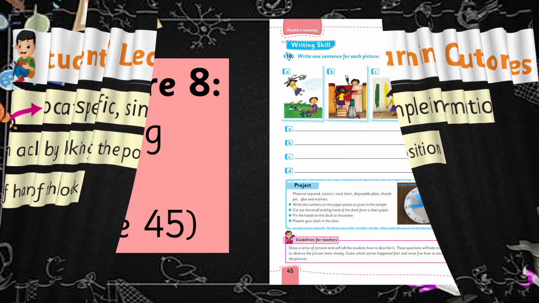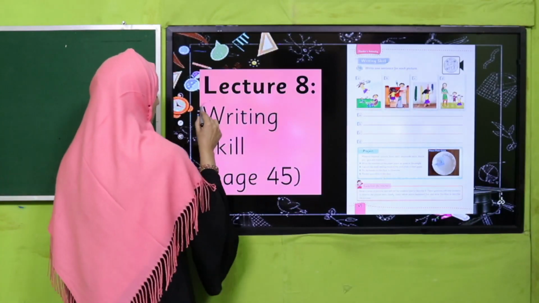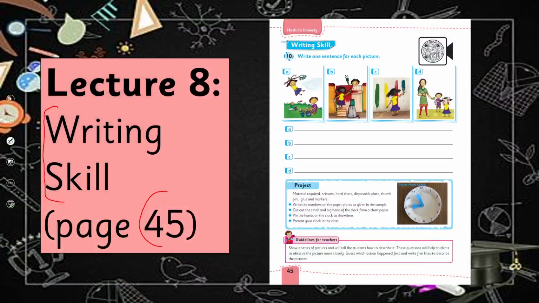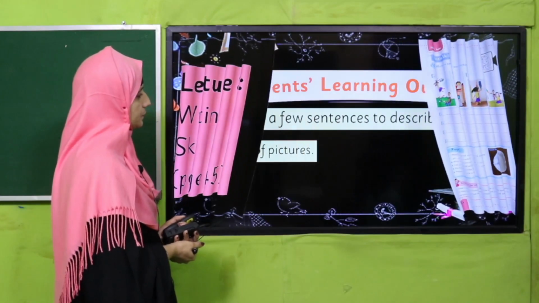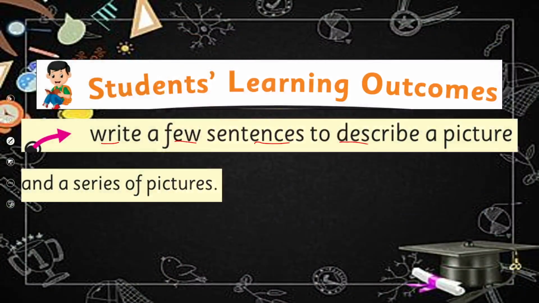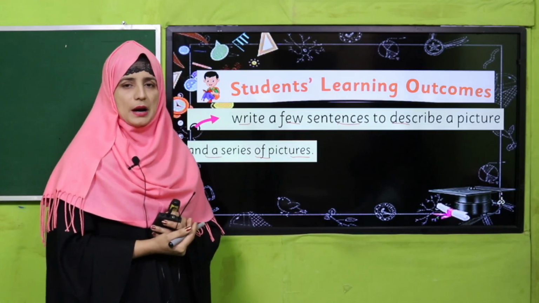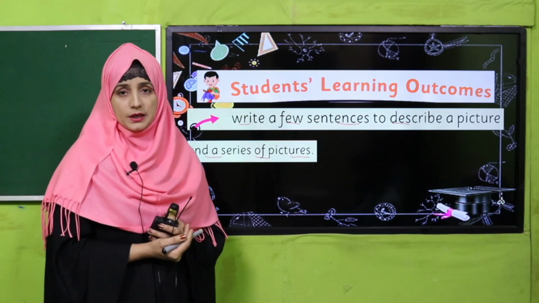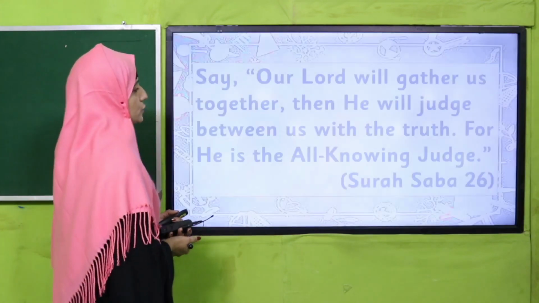In our next lecture, and it will be our last lecture of this unit, lecture number 8, we will learn about writing skills on page number 45, and its SLO will be: write a few sentences to describe a picture and a series of pictures. So we will learn how we can describe pictures in different ways. Okay, my dear students, now we are going to start our work.